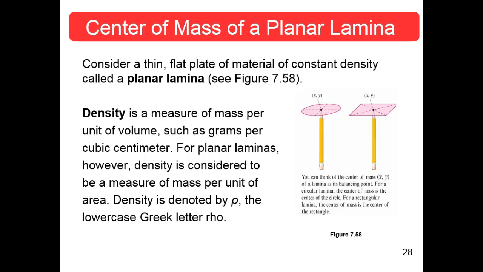What we'll do here is a thin, flat plane of material of constant density. You can't get more uniform than that. This is a planar lamina. Density is a measure of mass per unit volume, such as grams per cubic centimeter. For planar laminas, the density is considered to be mass per unit area because you're only dealing with the plane. The density is denoted by rho, the lowercase Greek letter rho.